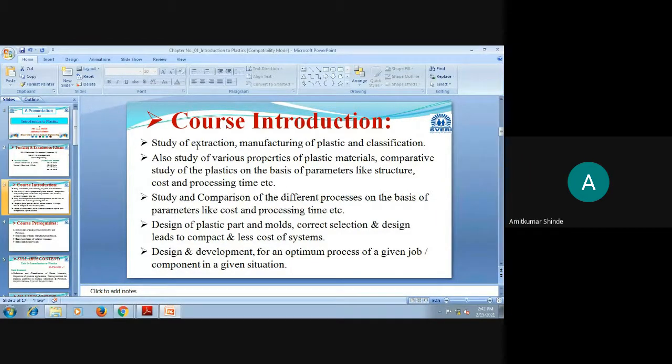So after studying the extraction, manufacturing, and their classification, we are going to study the comparison of the different plastic materials and we are going to take different points here. In that we are going to discuss this.